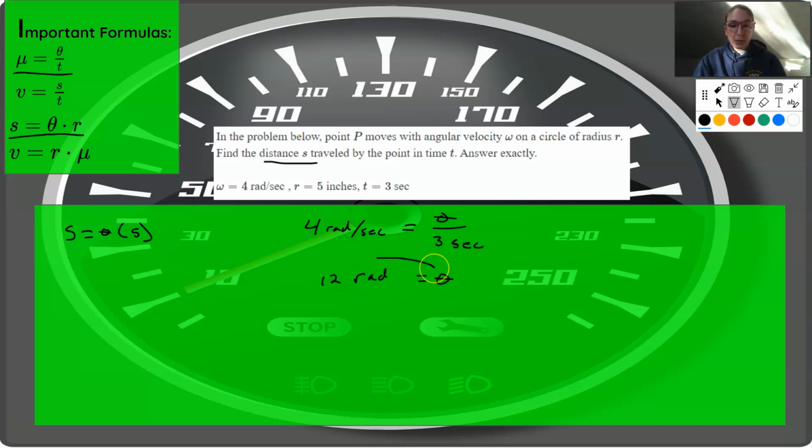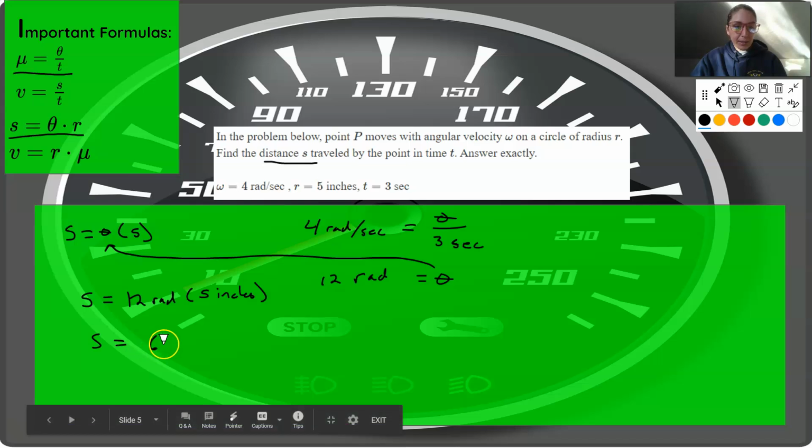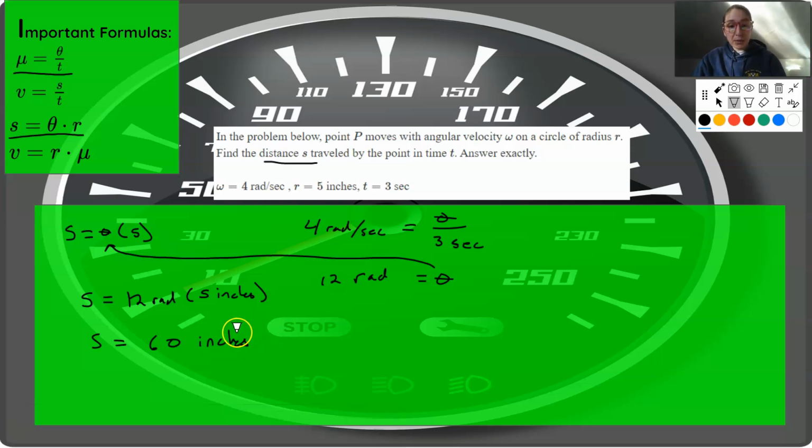Okay, cool. Let me plug that in there. So now S is equal to 12 radians times 5 inches. So S then is equal to 60, and then since S is a distance, 60 inches. So that's how we figured out S. So we used a combination of the angular velocity formula and the arc length formula to get us the theta we needed, and then we used the theta in the arc length formula.